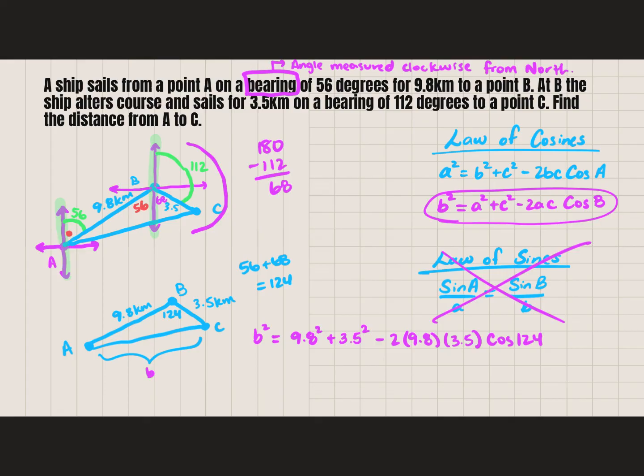And if I'm going to solve for B, that means I need to square root that whole thing. Okay? So I'm going to go ahead and just draw an arrow so I don't rewrite the whole thing, which is going to give me, B is approximately 12.1 kilometers if I round to 3 significant figures. Okay, so there would be my missing side, my missing distance from A to C.